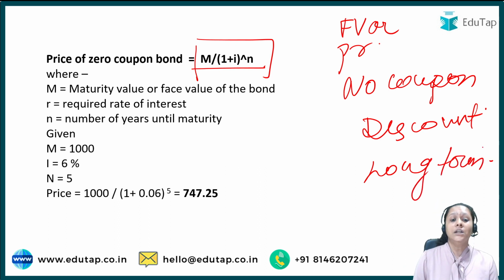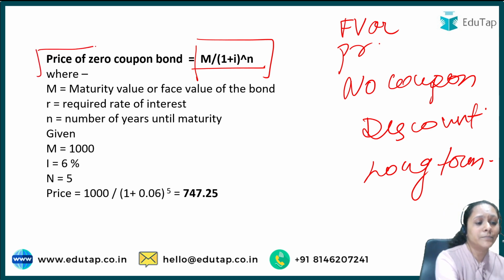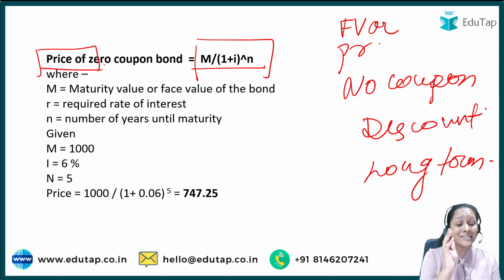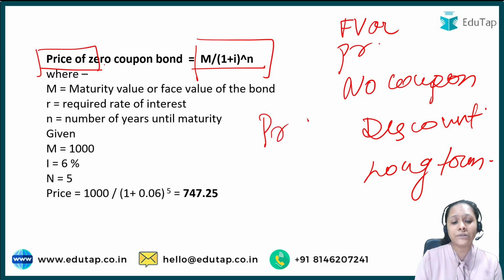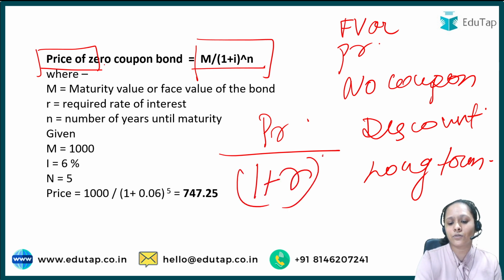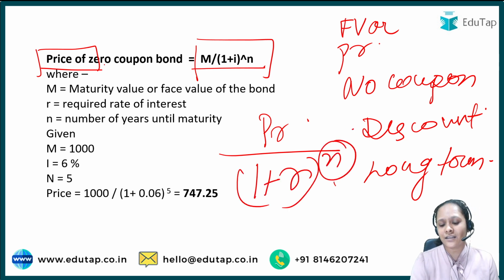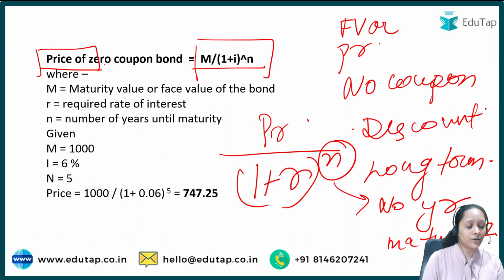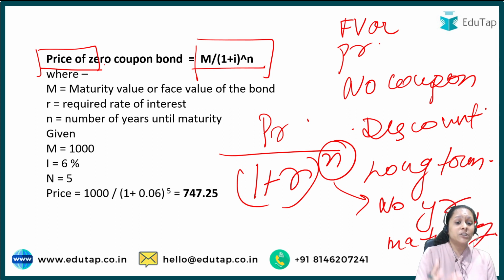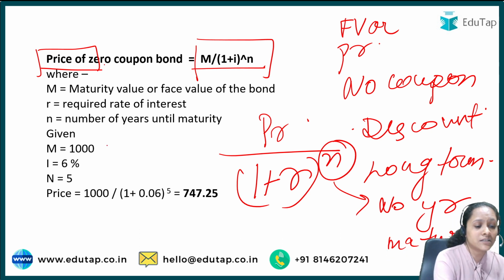And now, how can you calculate the price of a zero coupon bond? You simply divide the principal or the price you will be receiving at maturity by 1 plus the interest rate requirement, whole to the power n. N is nothing but the number of years till maturity. Okay? Now in this question, the given face value which you would receive at maturity is 1000.